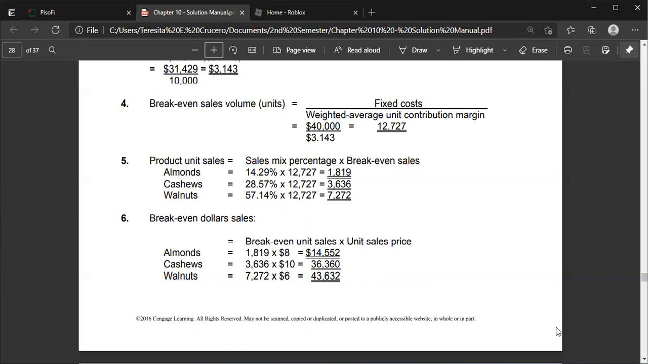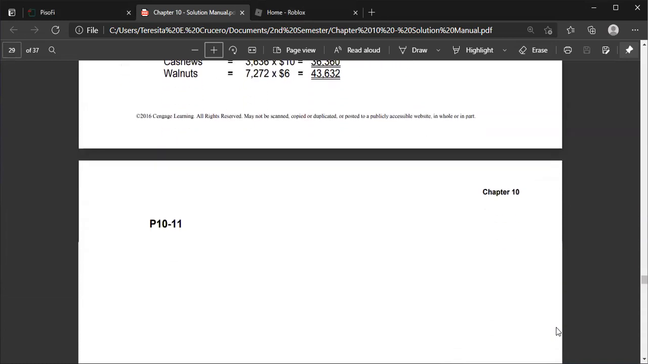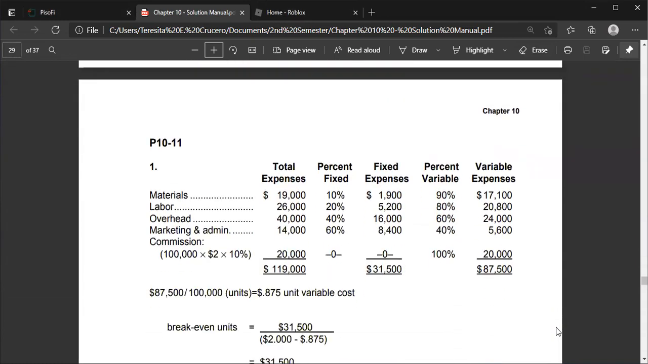Next, we go to problem 10 dash. Anyway, I'll just include 10 dash 11. 10-11, the requirements are number 1, if the unit sales price is $2, how many units must be sold to break even? Now the hint, first compute the variable cost per unit.